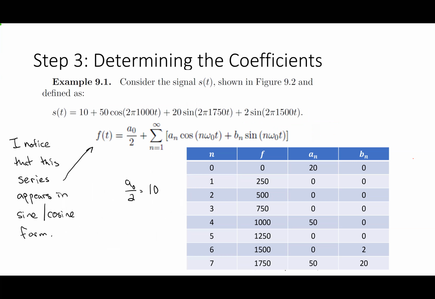Step 3 is to figure out what coefficients we've got. So I put this table in here. We already said that if I look at the signal, 10 plus 50 and so on, it fits nicely into the sine plus cosine form of the series. I wrote out N equals 0 up to 7, and for all the frequencies, I wrote out the A_N and B_N values simply by inspection.